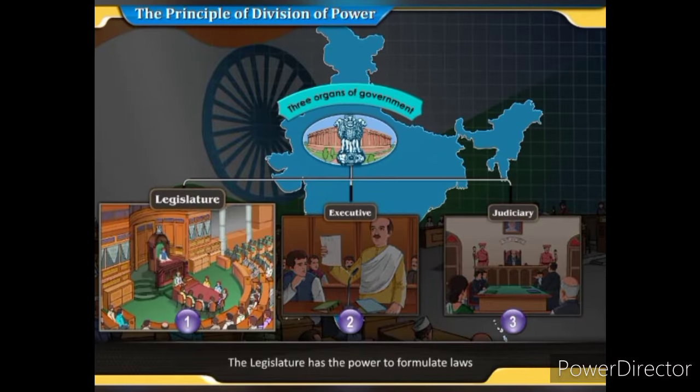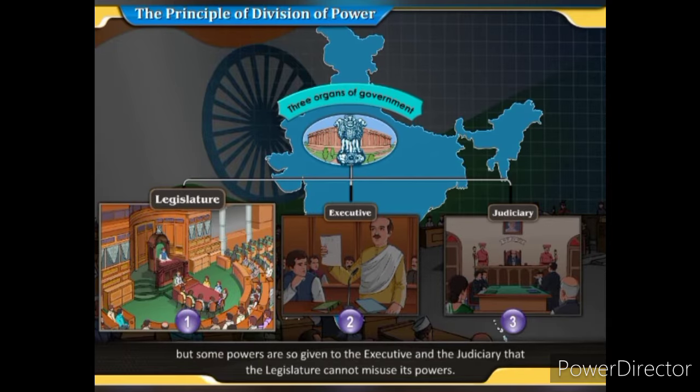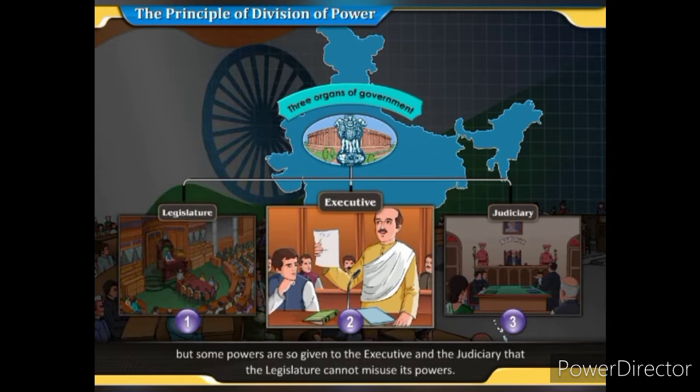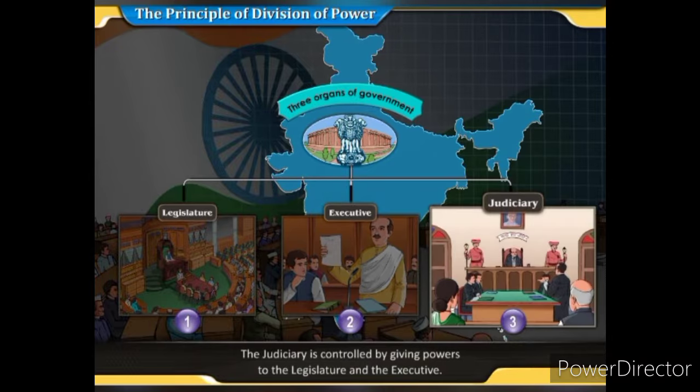For example, the legislature has the power to formulate laws, but some powers are also given to the executive and the judiciary so that the legislature cannot misuse its powers. Similarly, the executive is controlled by giving powers to the legislature and the judiciary, and the judiciary is controlled by giving powers to the legislature and the executive.